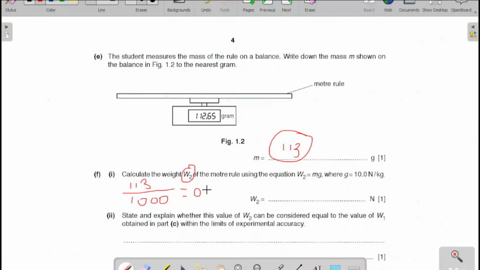0.113. And what are you supposed to do? You have to multiply it by 10. And that will give you 1.13.